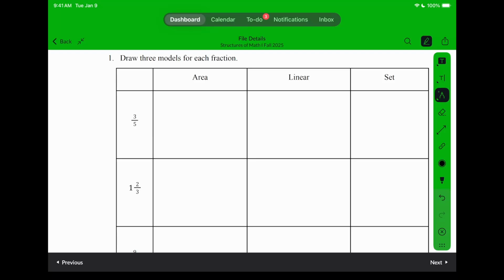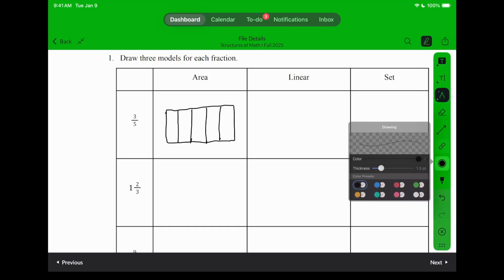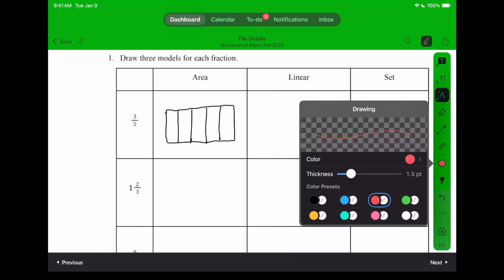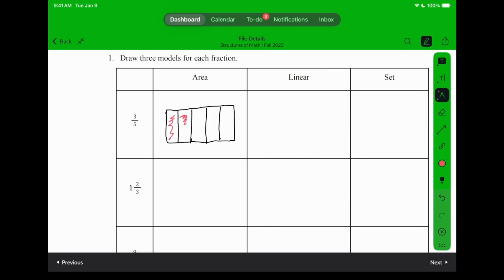So for starters, we can start with 3/5. So area model, we can just draw an area, like a whole, split it into fifths, and then we can shade in like that. And there we go. That's 3/5.